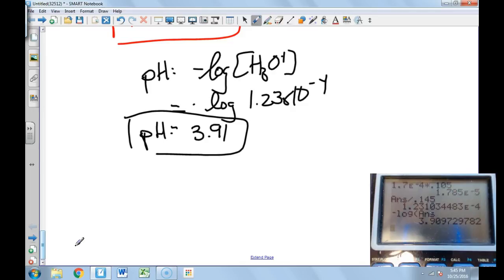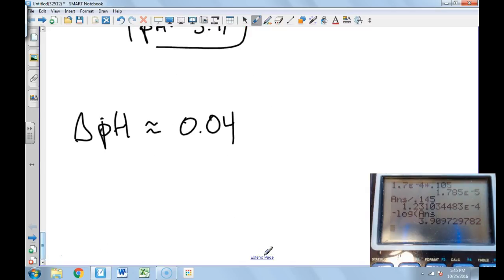The change in pH is only about 0.04 pH units, which is exactly what a buffer does. That's what a buffer does, is to limit the change in the pH. So I hope that helps, and have a great night.